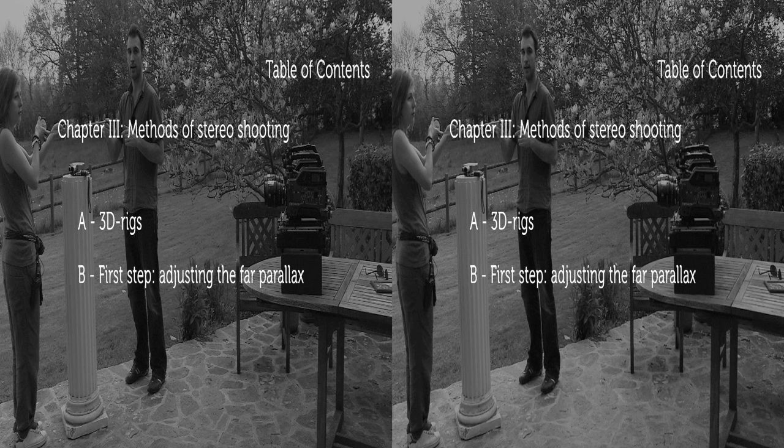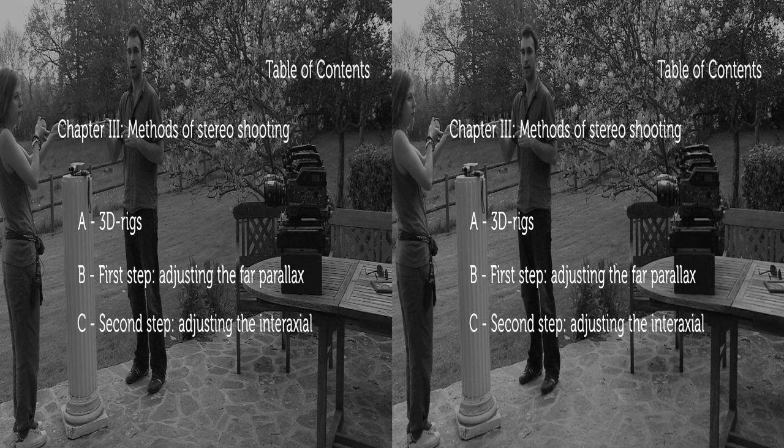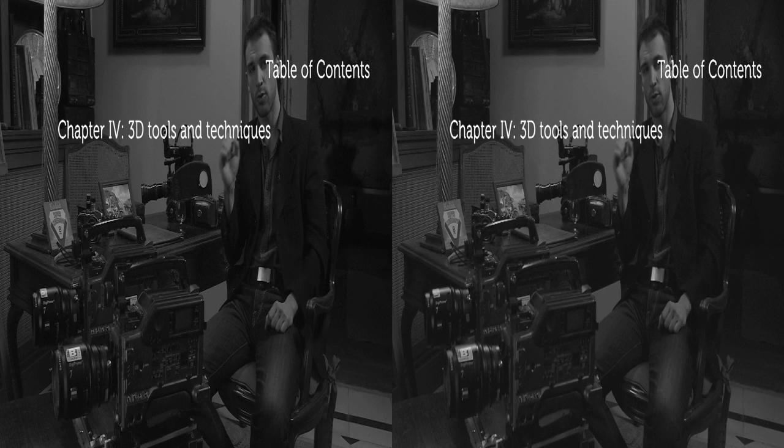So we're going to step into the process of actual stereo shooting in the third chapter, called Methods of Stereo Shooting. After introducing 3D rigs, we'll explain the two necessary steps to shoot in 3D. The first step, adjusting the far parallax, and the second step, adjusting the interaxial, which is the distance between the two cameras.